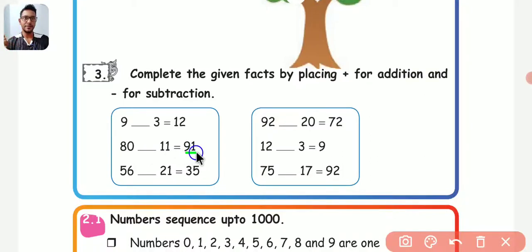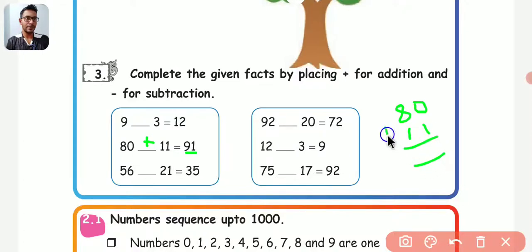Here this number is the biggest of the other two numbers, so I put plus. If you add 80 plus 11, you will get 91. You just keep 80 in your mind and count 11, or otherwise 80 plus 11.